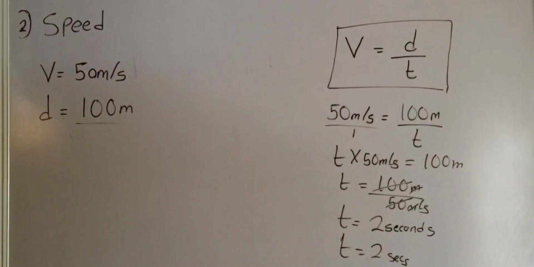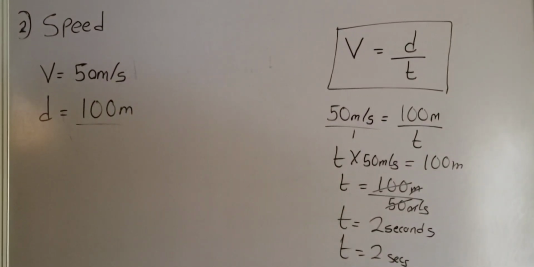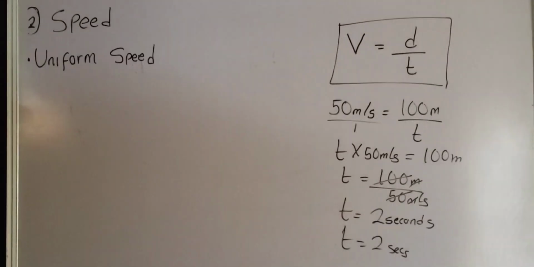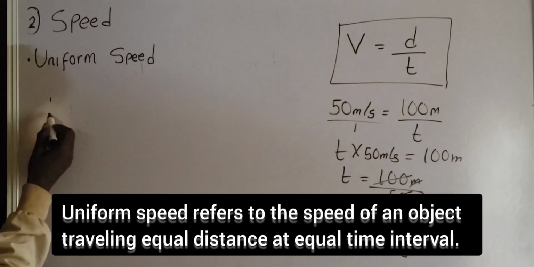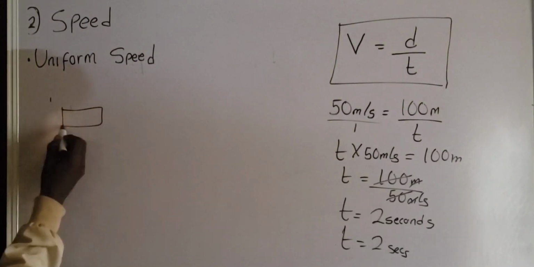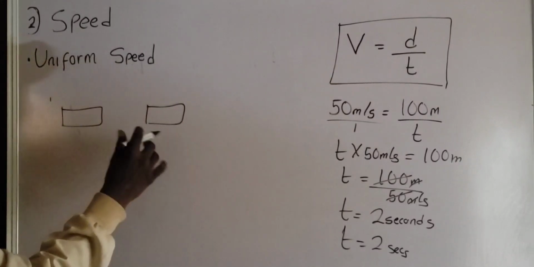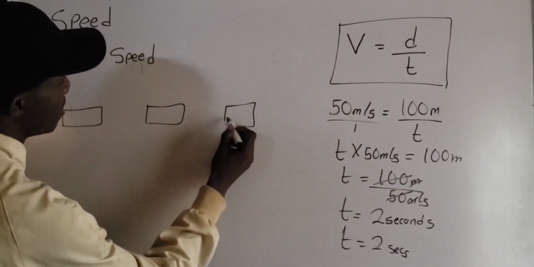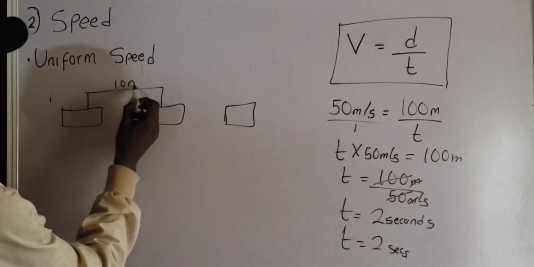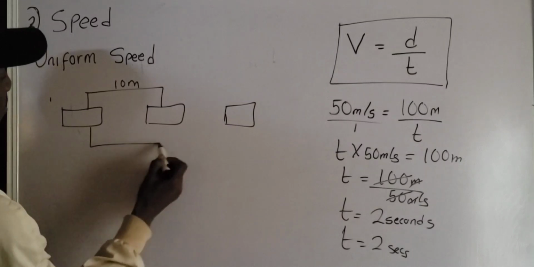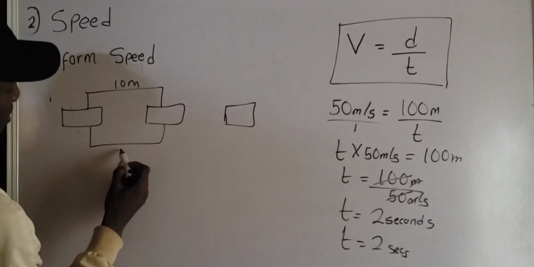Now, another concept of speed that I want us to talk about is the uniform speed. An object is said to undergo uniform speed when the object travels equal distance at equal time interval. For example, let's say a motor is traveling. Let me just represent this shape as the motor. Let's say the distance here is 10 meters, and the time here is 2 seconds.